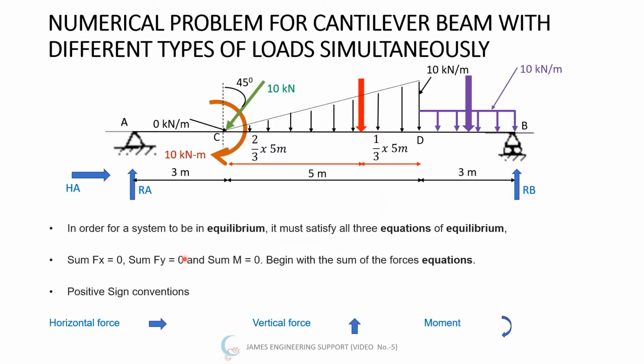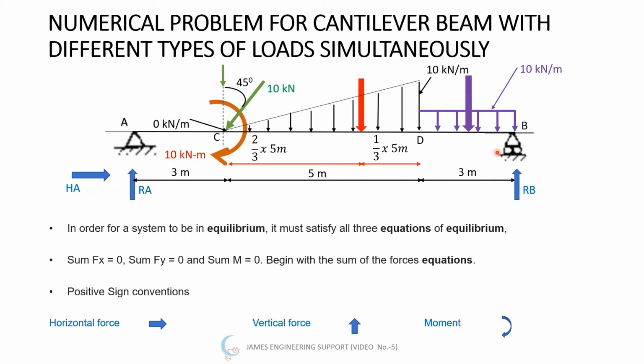As you know, in order for a system to be in equilibrium, it must satisfy all three equations of equilibrium. That means forces in x and y direction should be equal to 0 and the summation of moments should be equal to 0. For the sign convention, for horizontal force I am considering left to right as positive, and right to left will be negative automatically. Vertical upward is considered positive, and vertical downward will be negative. Moment clockwise will be positive and anti-clockwise will be negative.